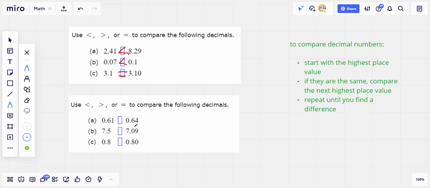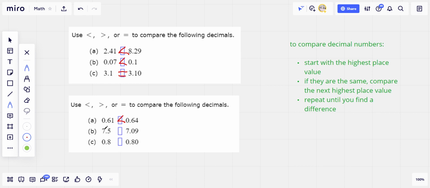Okay, let's do one more set here. Now in this one we have 0.61 and 0.64. So in the ones place there's a 0, that's the same. In the tenths place there's 6's on both of them, that's the same. So we have to go down one more to the hundredths place. Here we have a 1 and here a 4. 1 is less than 4. So 0.61 is less than 0.64.